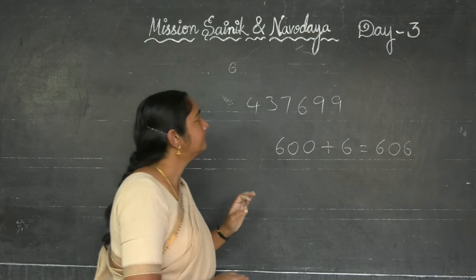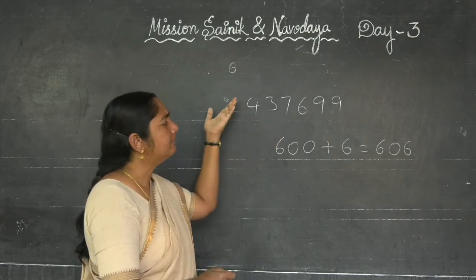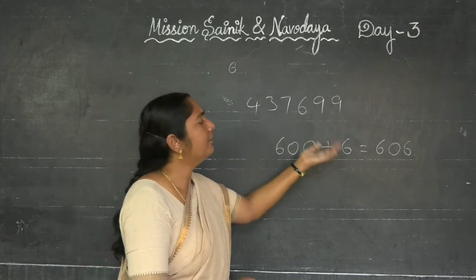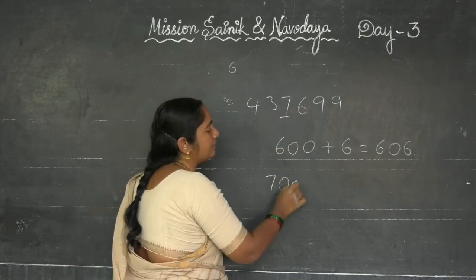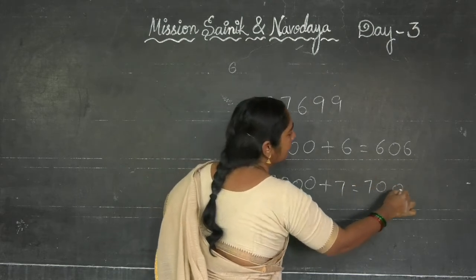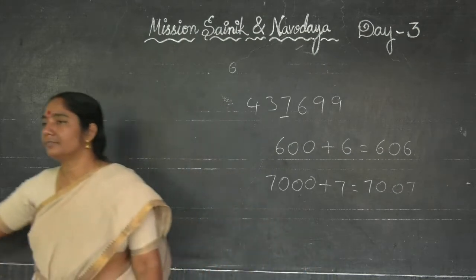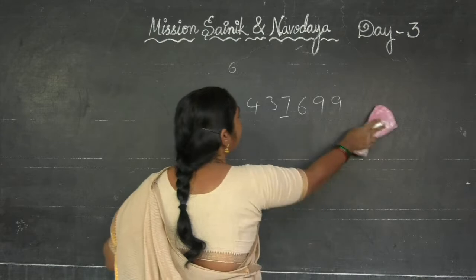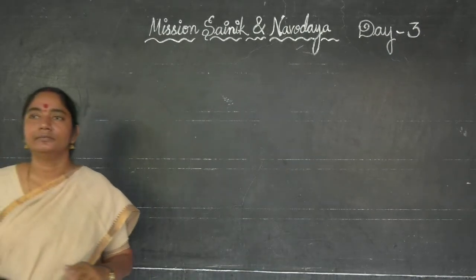Okay madam? From this you can derive so many questions. Find the sum of the place value of 7 and the face value of 7. The place value of 7 is 7,000, plus the face value 7, so the answer becomes 7,007. Similarly, you can take so many questions related to this. This is a simple question because you already know the place value and face value, so you can easily answer it.